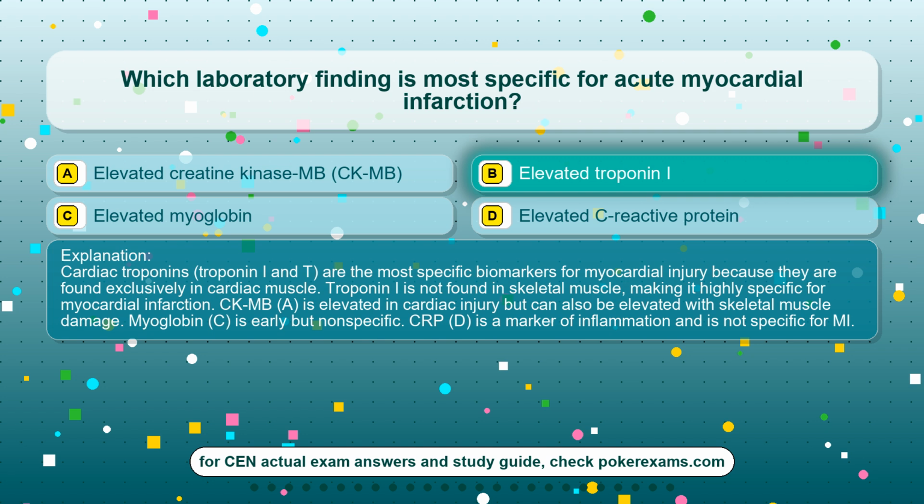CK-MB, A, is elevated in cardiac injury but can also be elevated with skeletal muscle damage. Myoglobin, C, is early but nonspecific. CRP, D, is a marker of inflammation and is not specific for MI.